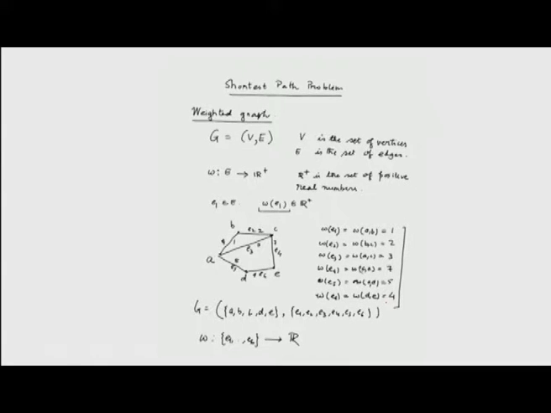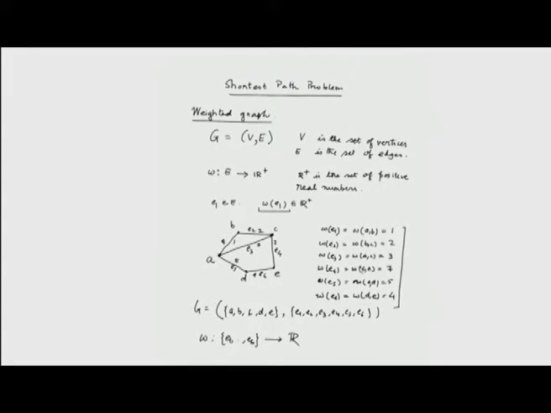Now, our problem here is that suppose I am given two vertices in a weighted graph, how do we find out the shortest path from the first vertex to the second vertex? And by the shortest path, I mean a path such that if we add up all the weights of the edges belonging to the path, we will get the smallest value.